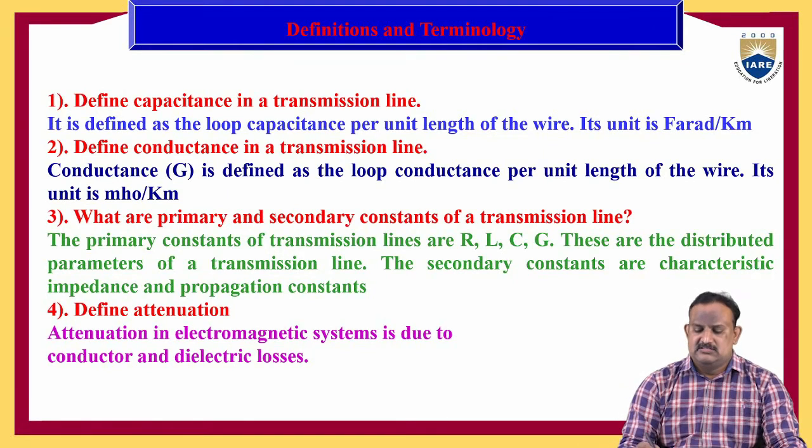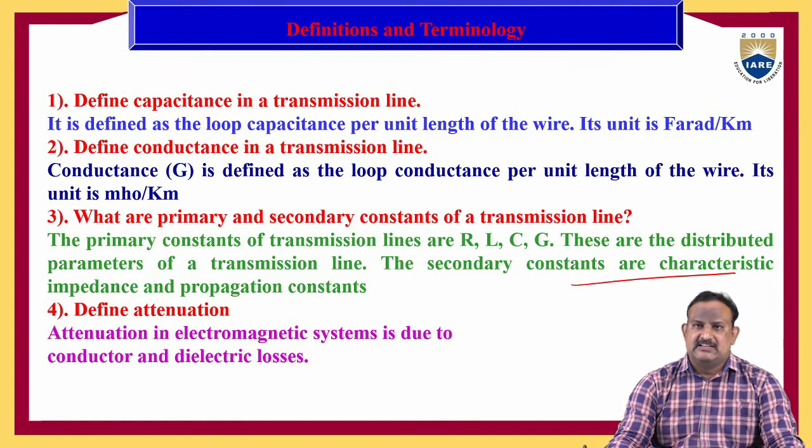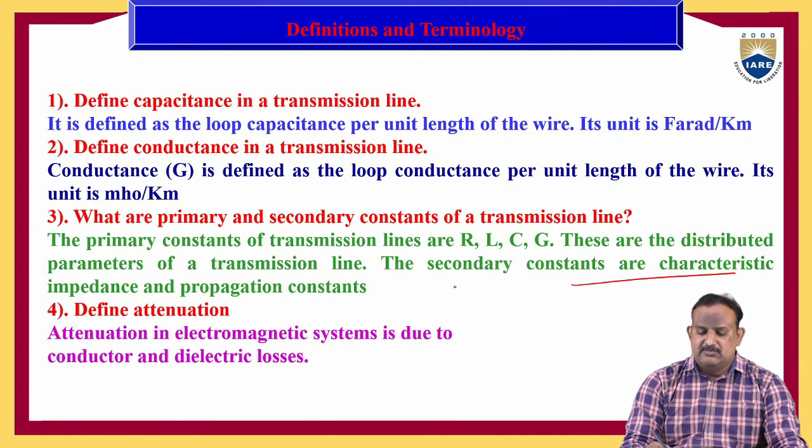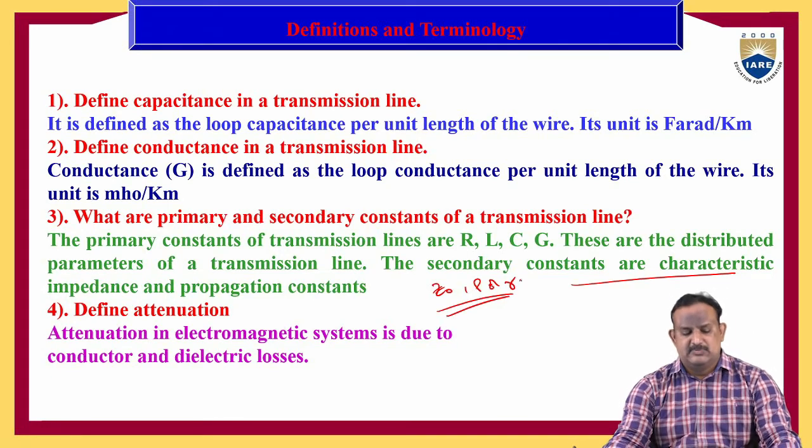There are two secondary constants. One is the characteristic impedance, and the other one is the propagation constant. Characteristic impedance is Z0, and the propagation constant is gamma. They are the secondary constants of a transmission line.